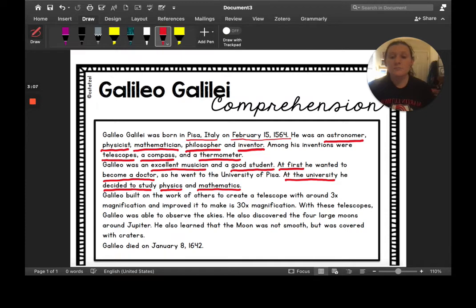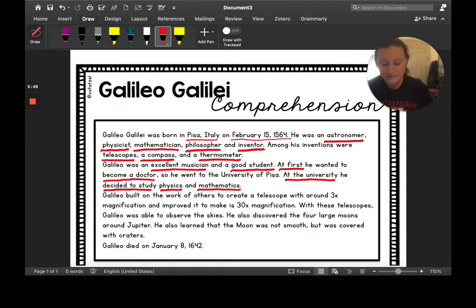So Galileo built on the work of others to create a telescope with around 3 times magnification and improved it to make it 30 times magnification. So that means you could really zoom in on like the moon or any of the stars that you were looking at in the sky. It's kind of like when you take your phone nowadays and you want to zoom in on something that's really far away. So Galileo was able to help make telescopes that people could see things really far away, feel like it was really up close.